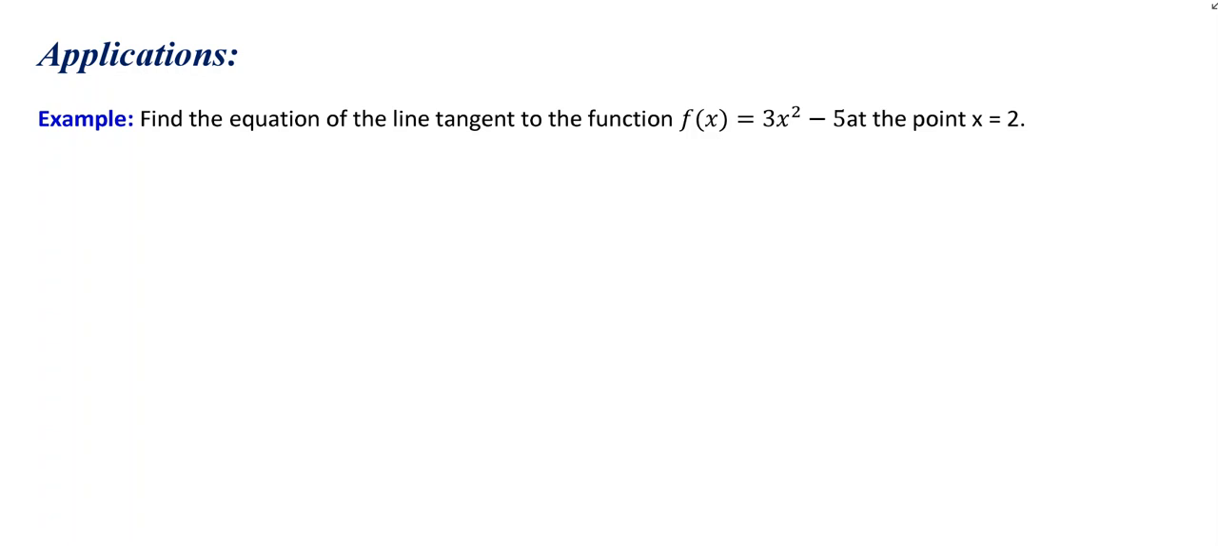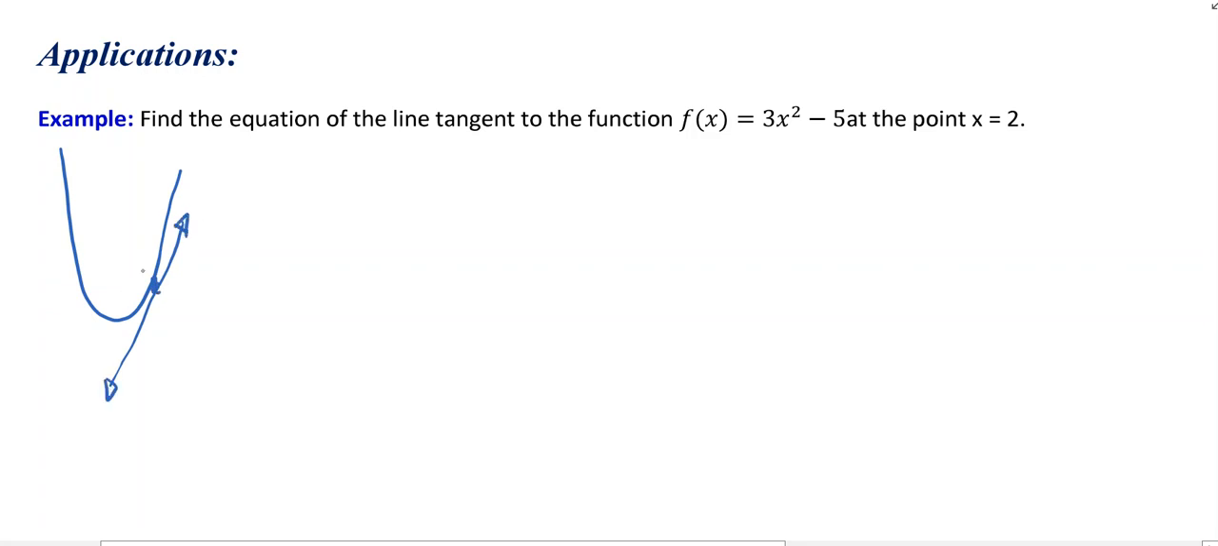This video is part 3 of my lecture videos on the basic derivative rules, and I'll be concentrating on applications. In the first example, we want to find the equation of a tangent line to this function at the point x equals 2. It's not necessary to draw a graph, but this is basically an upturning parabola, looks something like this. Let's say 2 is right here. We're going to have a tangent line at that point, and we want to find the equation of this tangent line to this graph at that particular point.